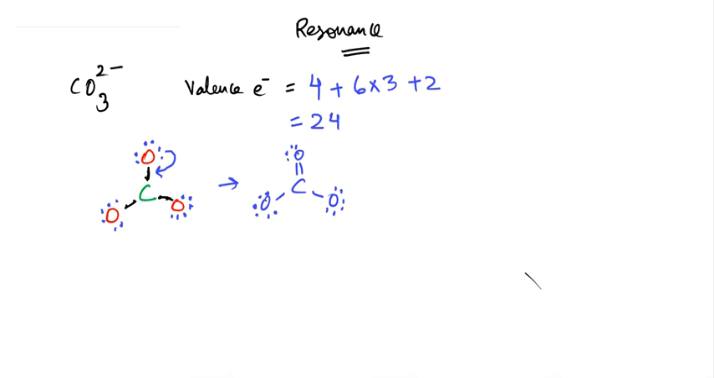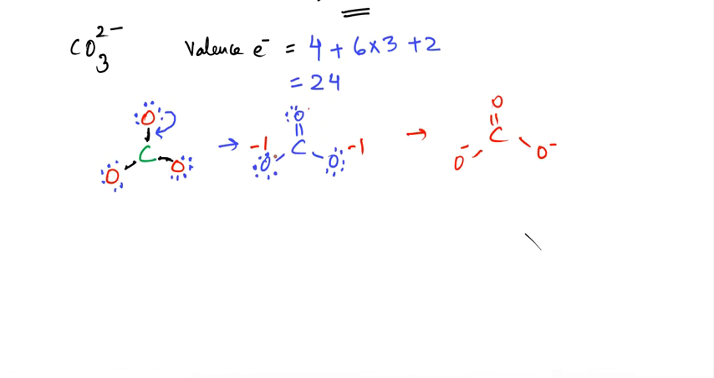And if you calculate the formal charge, you will have 0 charge here, minus 1 here, and minus 1 here. So this is the structure of the carbonate ion, and just to simplify, I'll draw this structure without showing all the electrons. Now this is a valid Lewis structure of the carbonate ion.